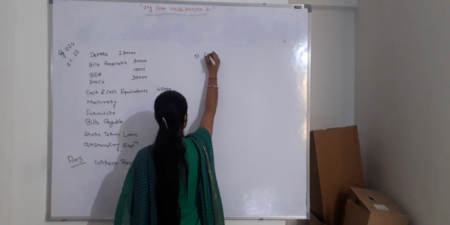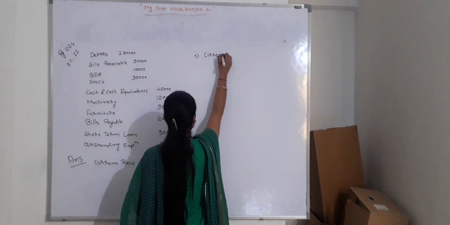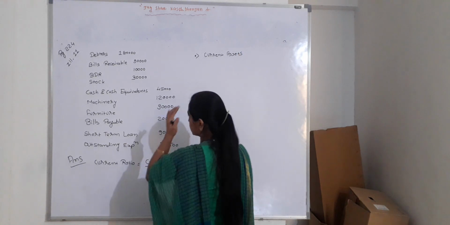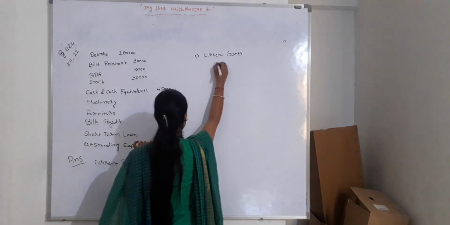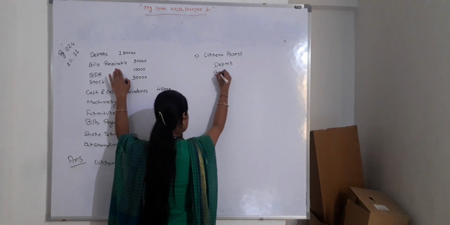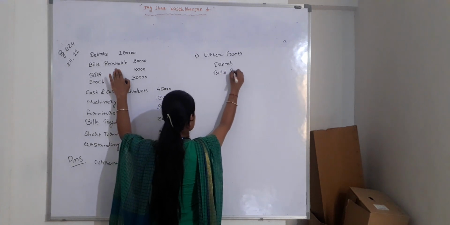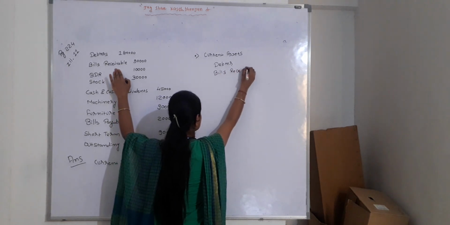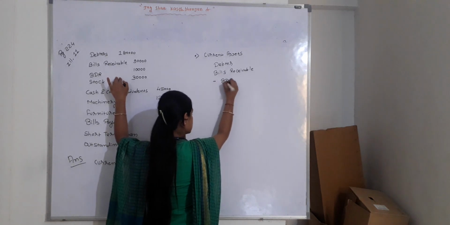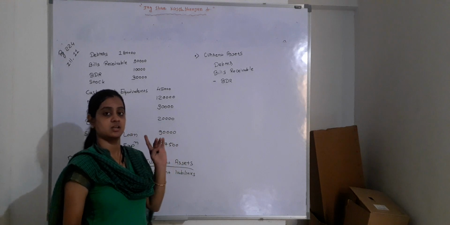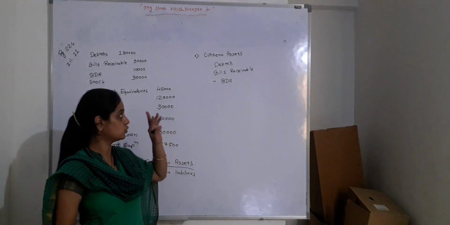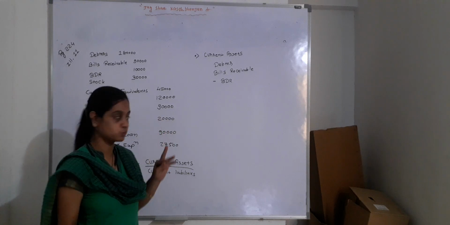First one is current assets. So what will come under the head current assets? Debtors? Yes. So debtors. Then bills receivable. Then BDR will be deducted from assets. Right? We are deducting debtors minus BDR in our balance sheet. That means we have to deduct BDR over here too.